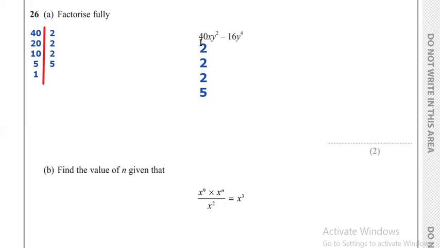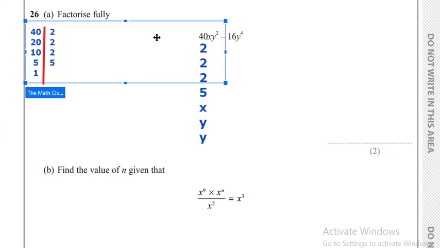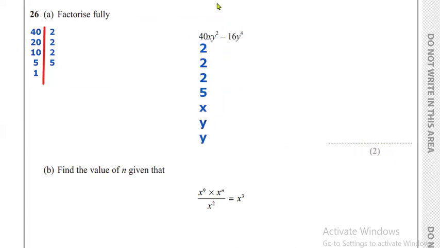Now, after breaking down the 40, I can come to the variables. Here we have 1x, so I'm going to write x like this. And we have y power of 2, so 2 y's. So y, y, like this. And by that, I finished writing all the prime factors of 40xy power of 2. This means when you multiply all of these factors, you will get 40xy power of 2. Now, I'm going to do the same with 16y power of 4.